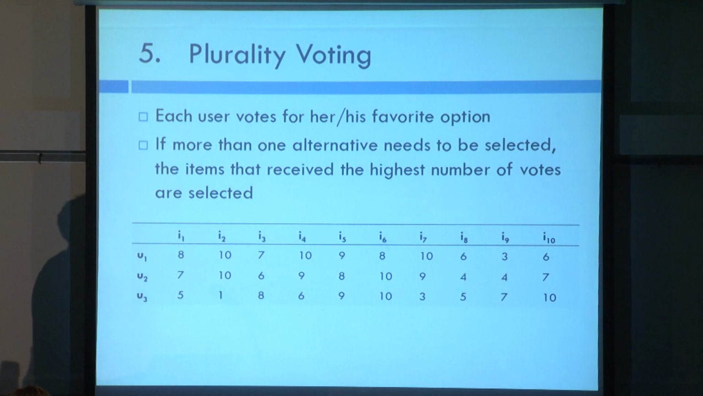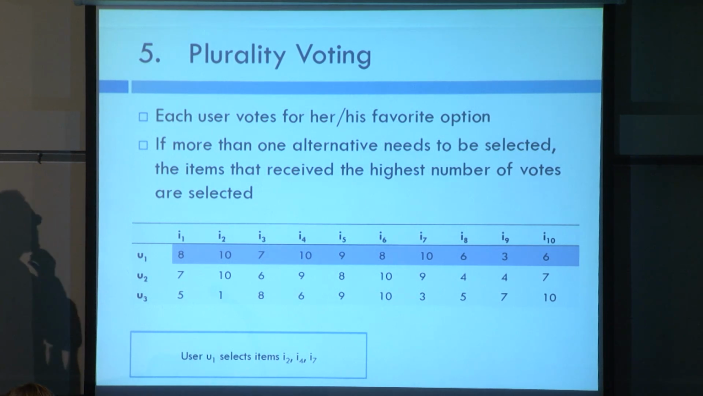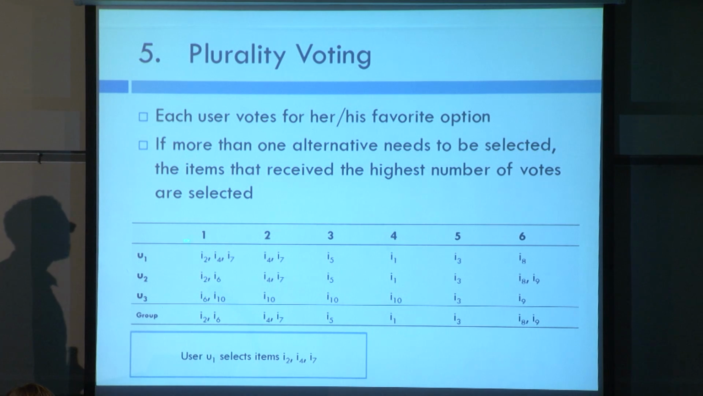The plurality voting strategy allows each user to vote for her favorite option. If the system has to select more than one alternative, the items that received the highest number of votes are selected. So, in our example, if user U1 has to choose her favorite option, she would choose item 2 or 4 or 7, right? Because they received the highest score. So what we do is to represent the first choice of each user, and then the system would make a choice based on the individual preferences.